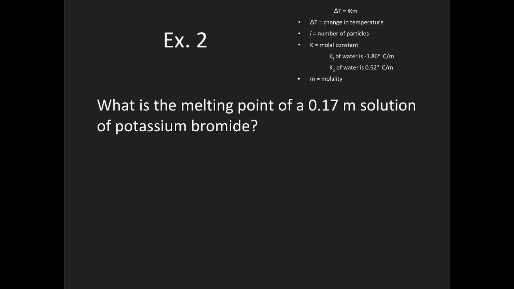Example 2. What is the melting point? So that means we are going to be using, what is melting the opposite of? Freezing. So I'm going to be using KF. That is my freezing and melting constant. Of a 0.17 molal solution of potassium bromide, which is KBr.